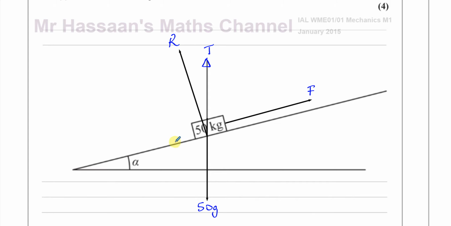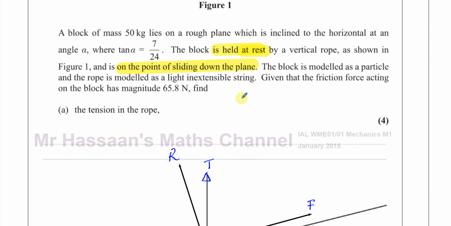Okay, that's the reaction between the surface and the block. That's perpendicular to the plane. So these are all the forces that are acting on this object. You have the tension in the string, you have the frictional force that's preventing it from going down, you have the weight of the object, and you have the reaction force between the block and the plane. Those are all the different forces acting on this object.